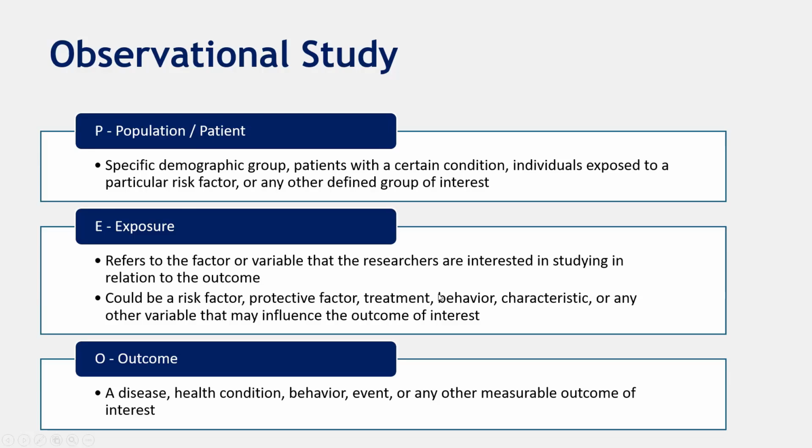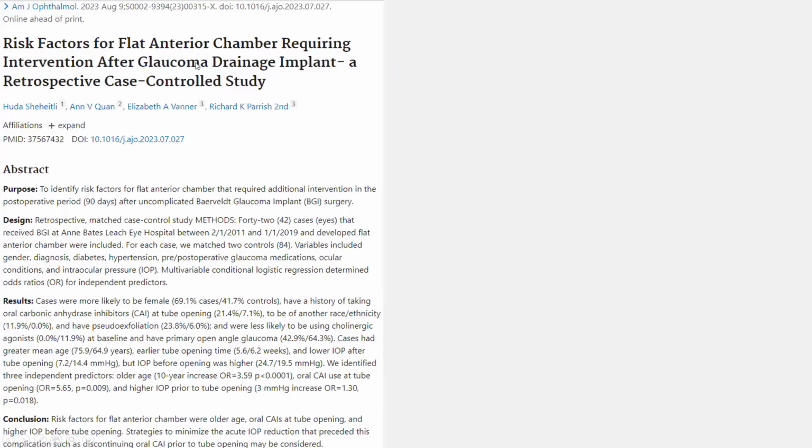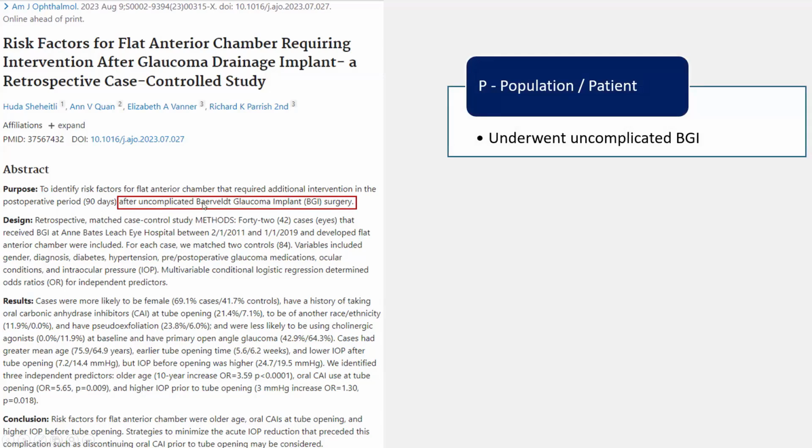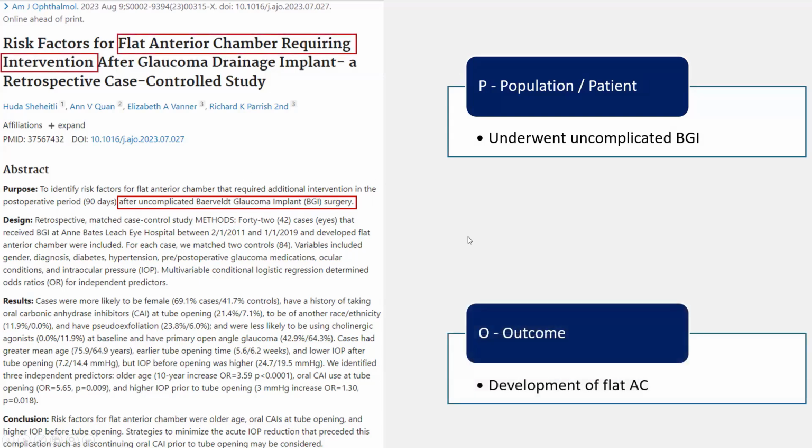We'll see an example. So let us look at this example for an observational study. Let us just look at the heading. It's risk factors for flat antechamber requiring intervention after glaucoma drainage device implant, a retrospective case control study. So what is the population that they are dealing with? They are including patients who underwent uncomplicated Baerveldt glaucoma implant. So after the implant, some patients would have developed a flat antechamber, which requires an intervention. So that is the outcome.